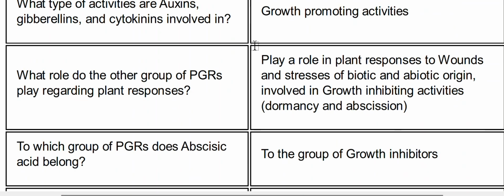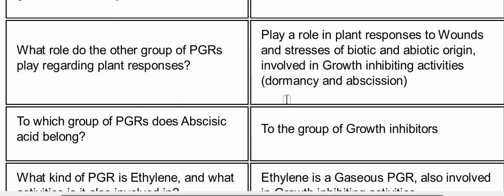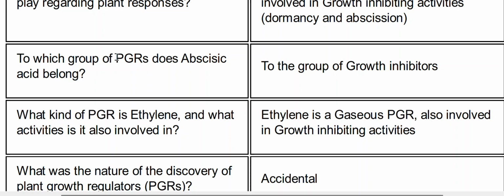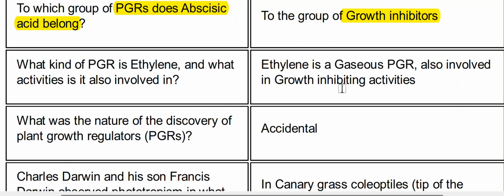Auxin, gibberellin, and cytokinin are all involved in growth promoting activities. PGRs like abscisic acid are called growth inhibitors.